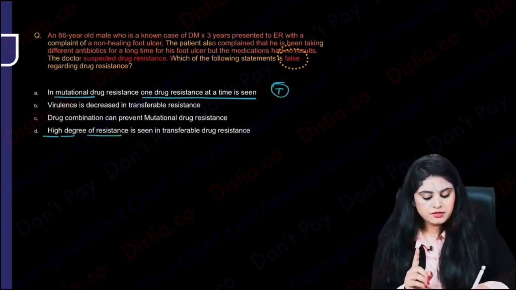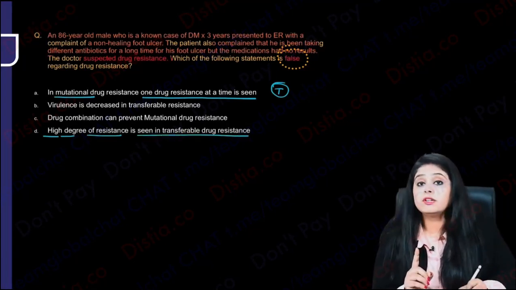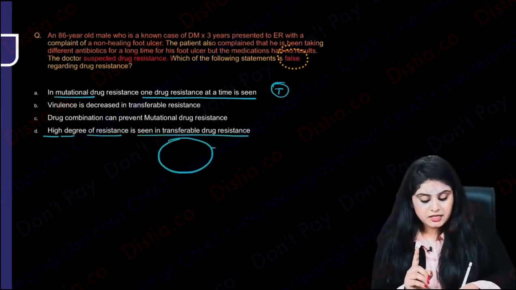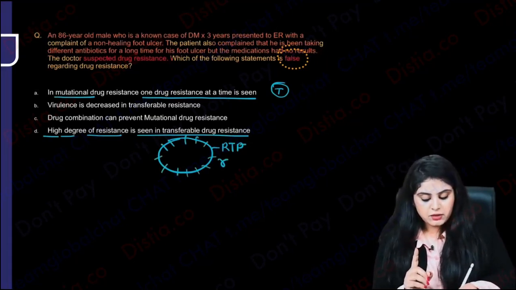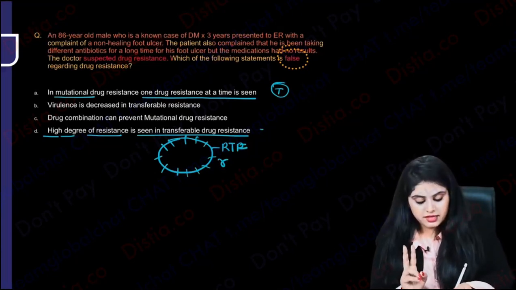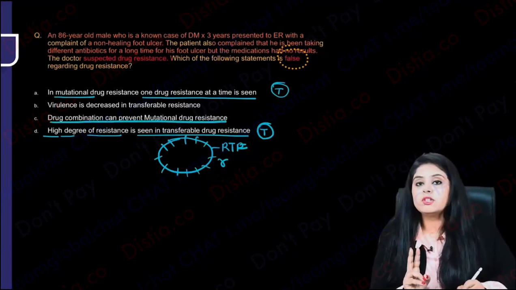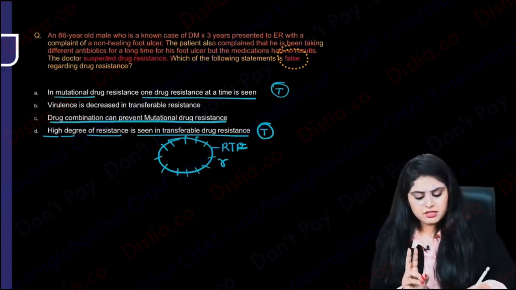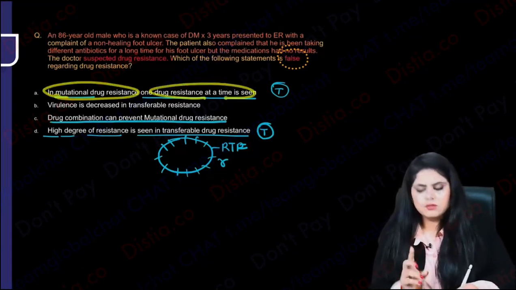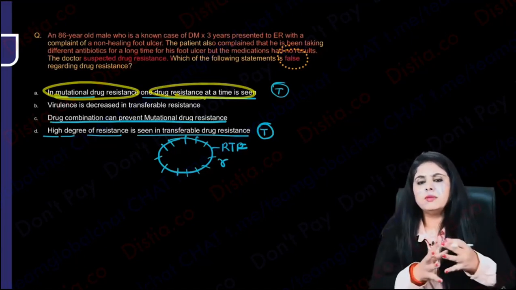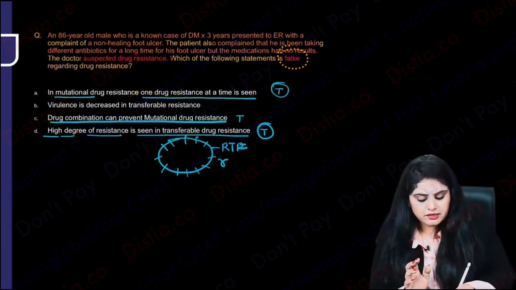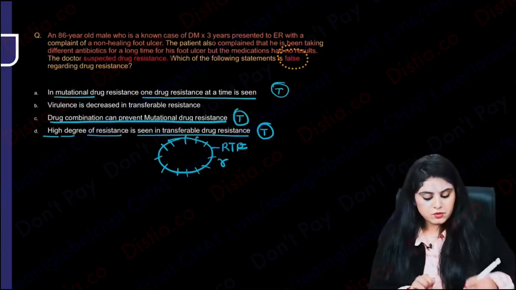Let's look at the last point. High degree of resistance is seen with transferable drug resistance. Yes, transferable had that resistance transfer factor and that could carry many small resistance determinants. So I had lots of resistance happening. Ye bhi true hai. Can a drug combination prevent mutational drug resistance? Yeah, because I have learned mutational drug resistance is because of one drug ka problem. So agar combination use karoge, it will be sorted. That is correct.